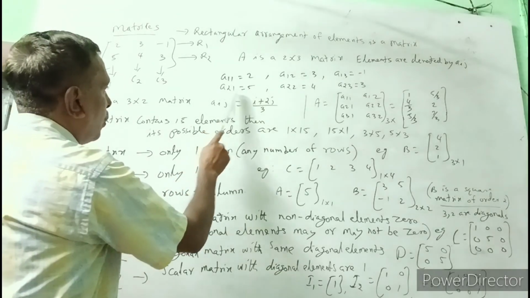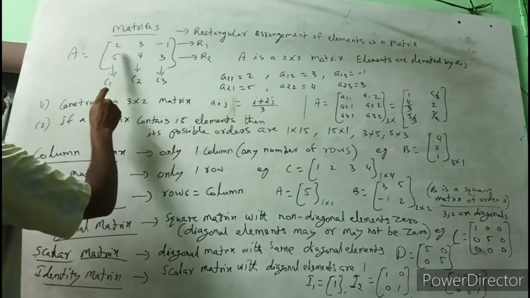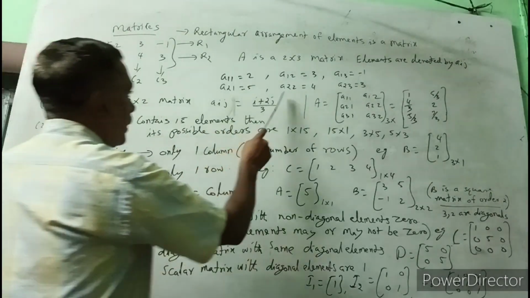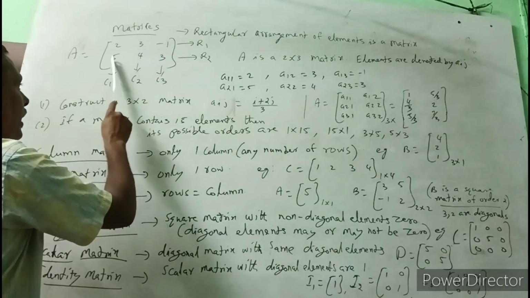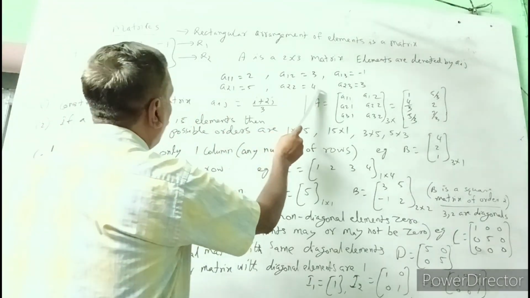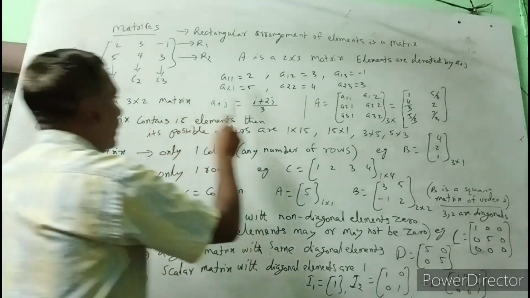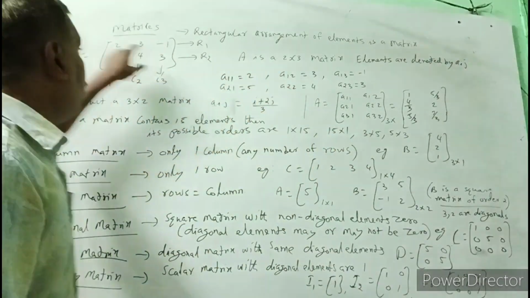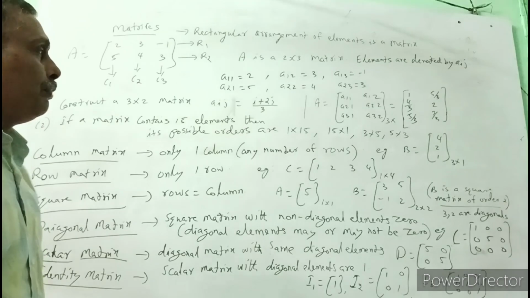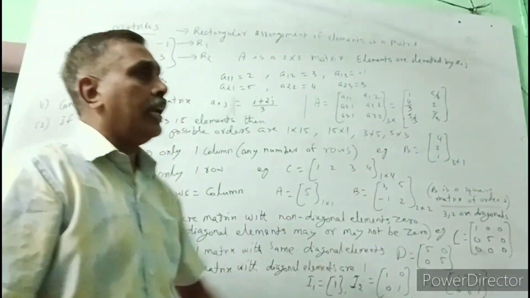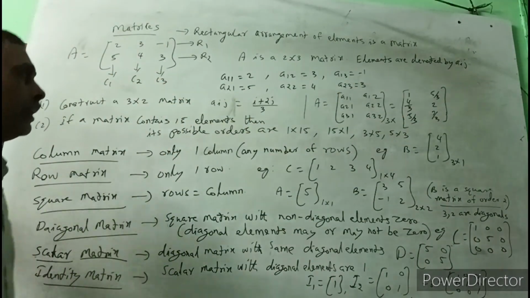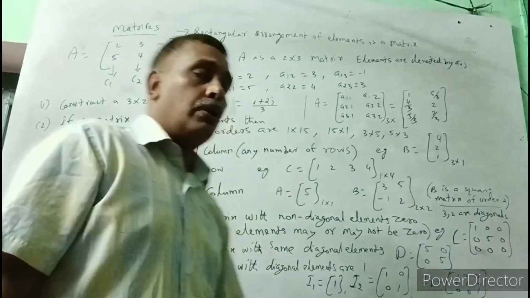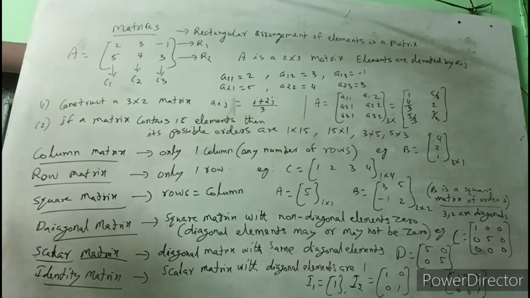A21 means second row, first column, that is 5. A22 means second row, second column, that is 4. Similarly, A23 is second row, third column, that is 3. So this is the position. Every element has a position, and we generally denote it by Aij. i is the number of rows and j is the number of columns.